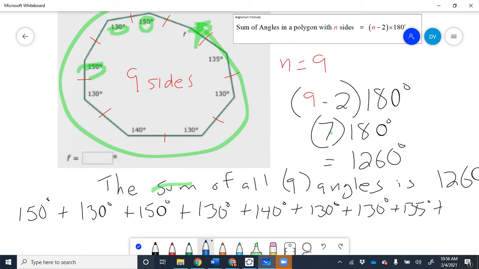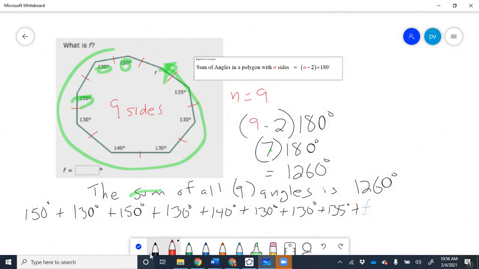I'm going to use a different color for F. And let me just make sure I got all 9 here. 1, 2, 3, 4, 5, 6, 7, 8, 9. Yeah, we got all 9 angles. I'm going to write one more thing for our equation. That's not a hard equation, but these all add up to 1260 degrees. I can't add those in my head, so I'm going to use my calculator to add those up.